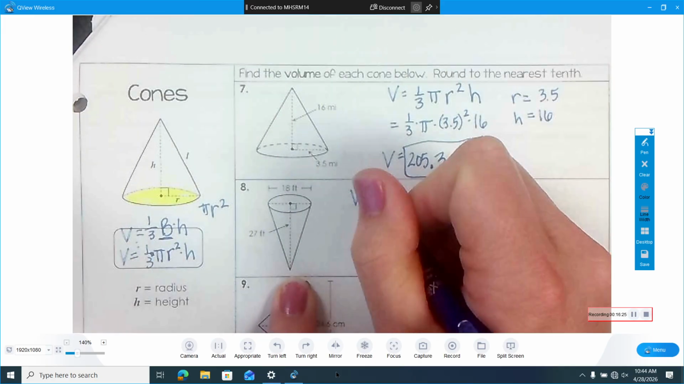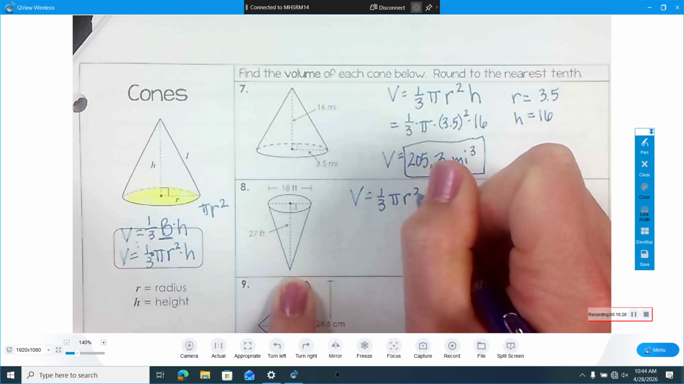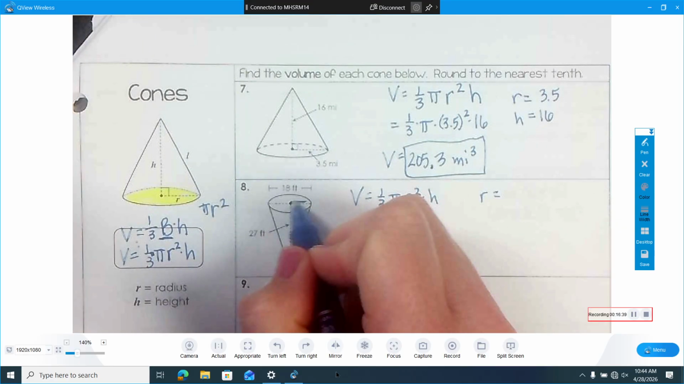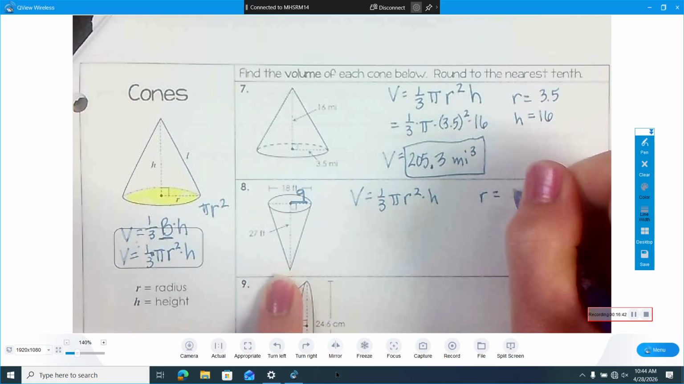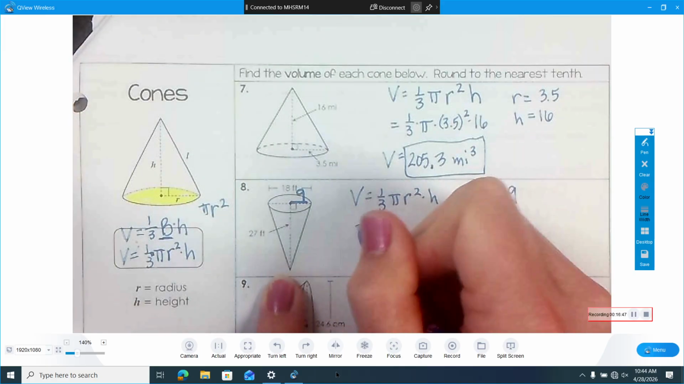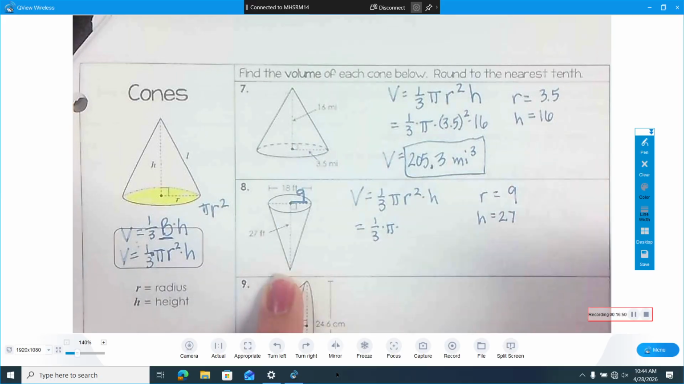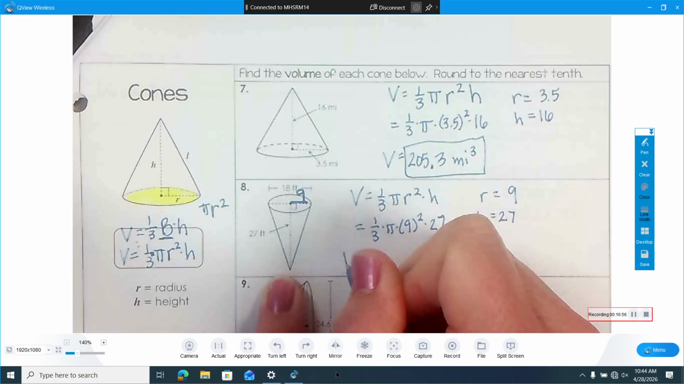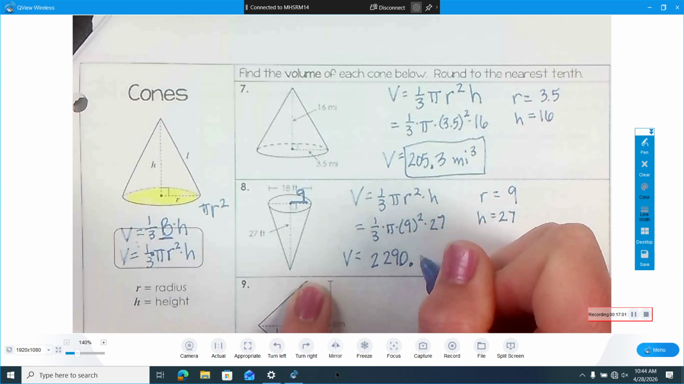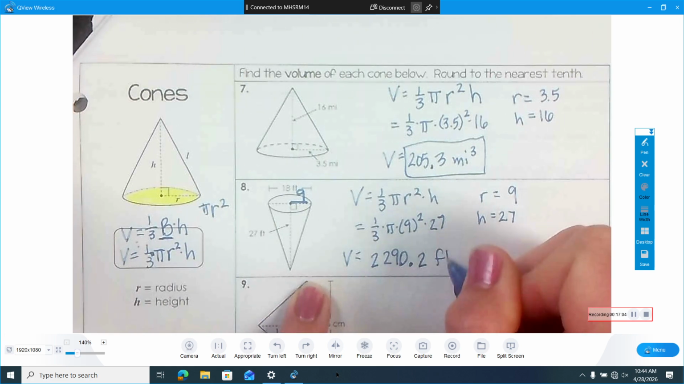Again, we have a cone. The volume is 1/3 pi radius squared times height. What is our radius in this picture? 9. Very good. Our radius is 9. We want half the diameter. And our height is 27, so we just need to plug those in. 1/3 times pi times 9 squared times a height of 27. 2,290.2. All right. Feet cubed.